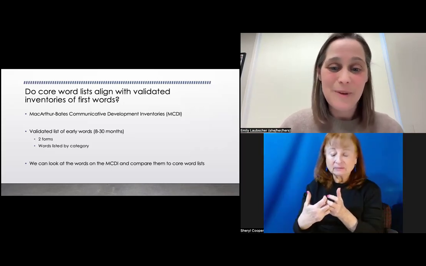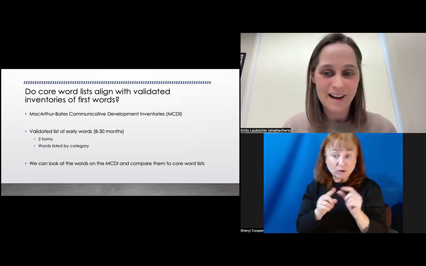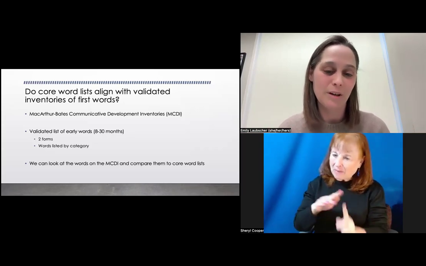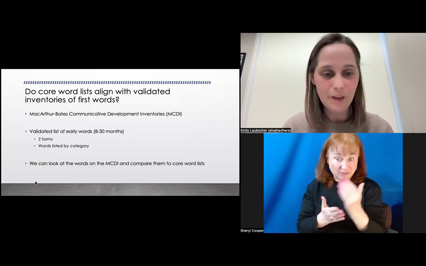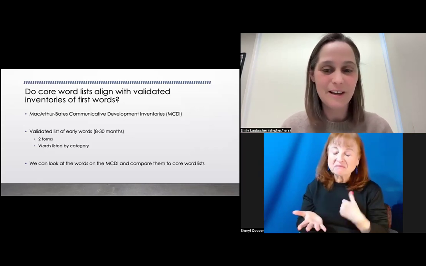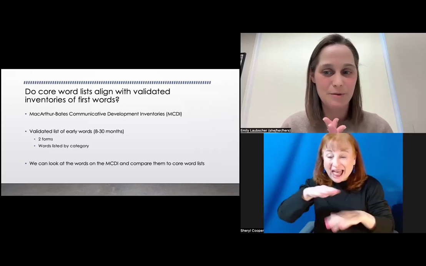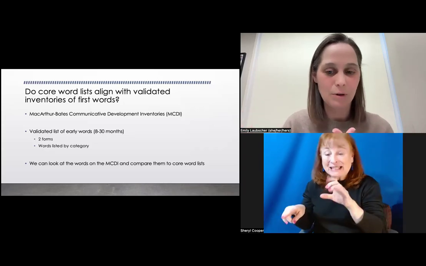I did this by basically just calculating the total number of words on the MCDI and then determining how many of those words appeared in the top 100 on at least one core vocabulary list. Basically, I just wanted to see if there was a lot of overlap between the MCDI and the core word lists or not.